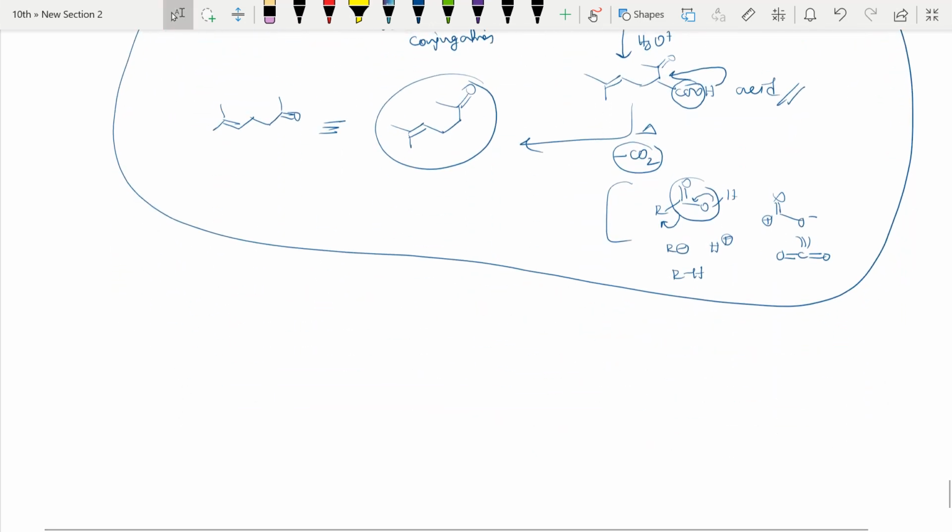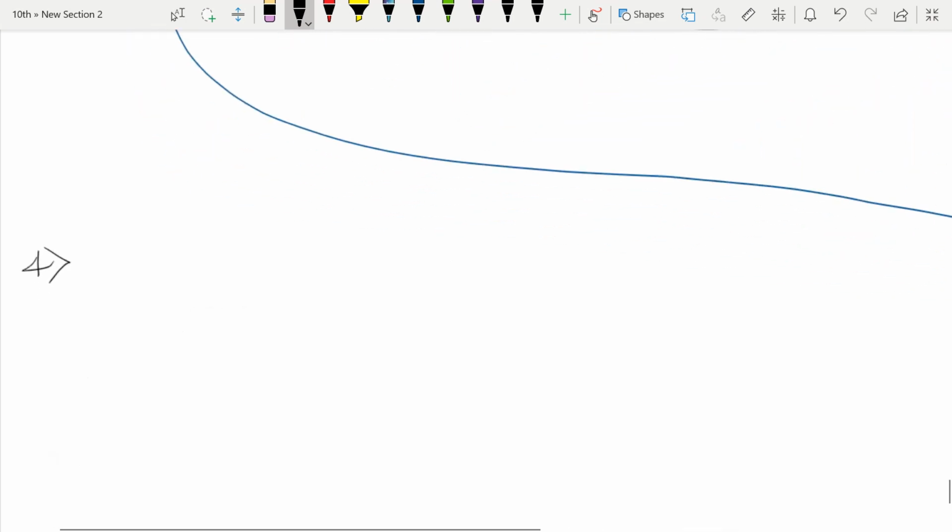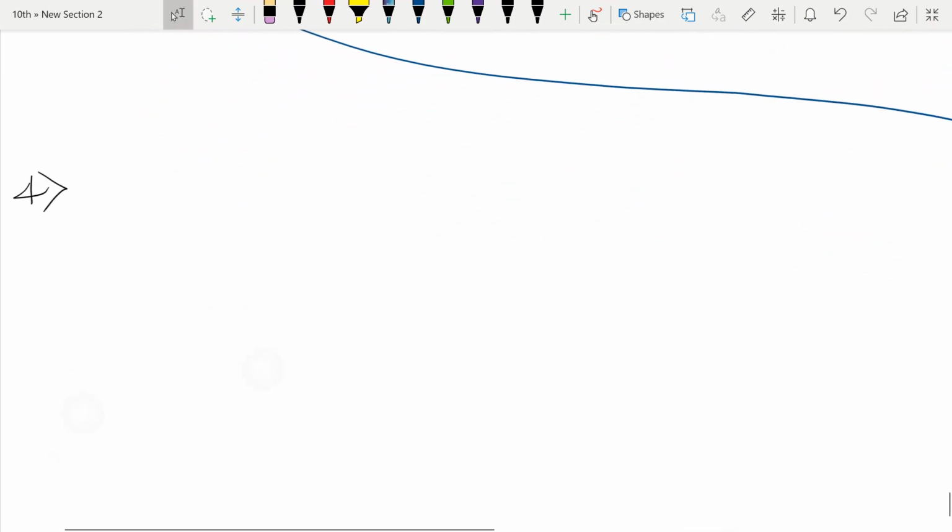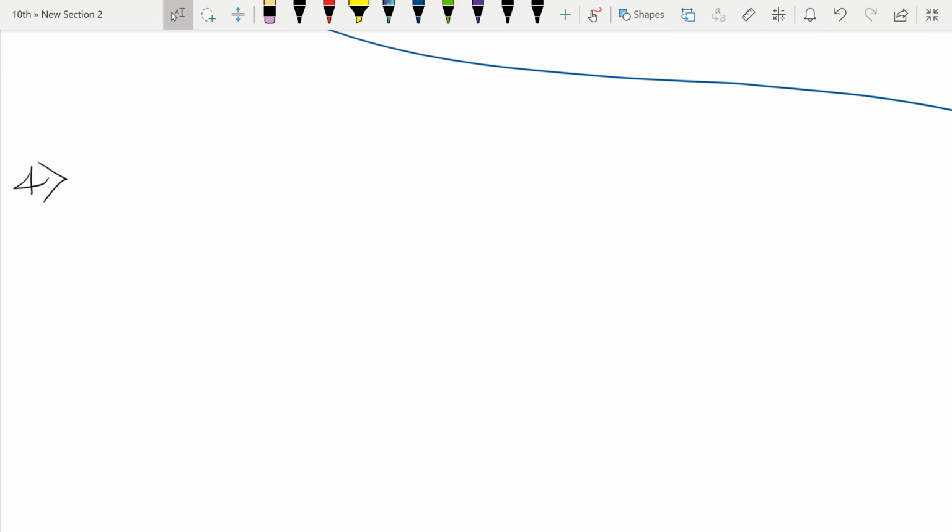Next, let us see one more example. That one is the fourth example, right? This is also easy and a very interesting one. So let us see that. So the fourth example is Ph.